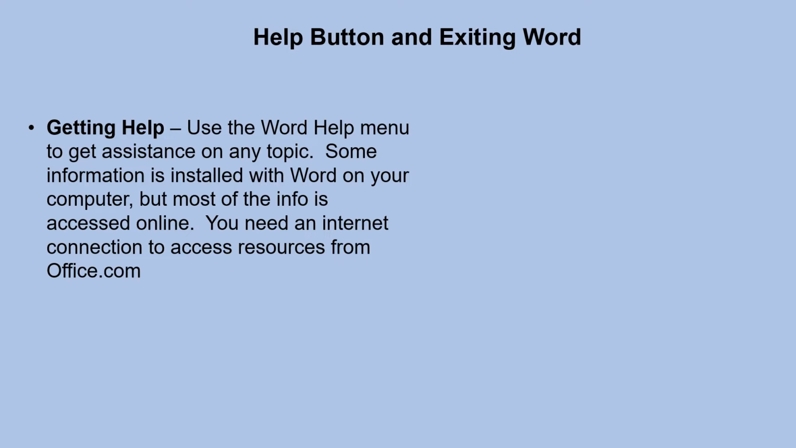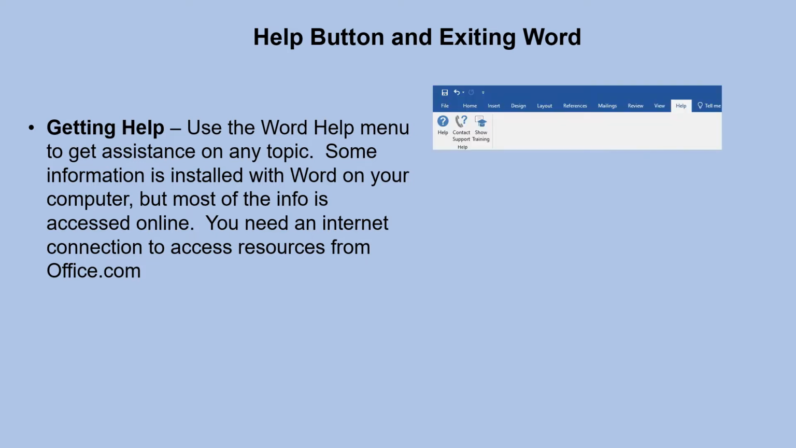Word also has a help option for various questions you may have. So you can use the Word help menu to get assistance. Some information that you may be looking for may already be installed with Word on the computer, but a lot of the information is accessed online. So you will need an internet connection to access resources that are from office.com.